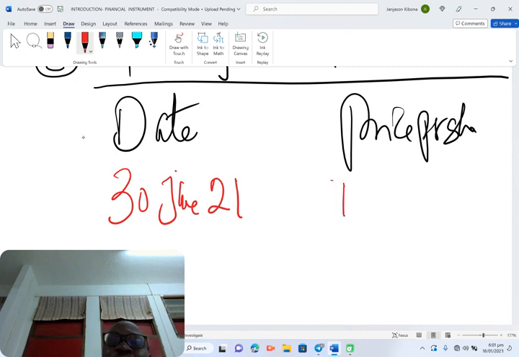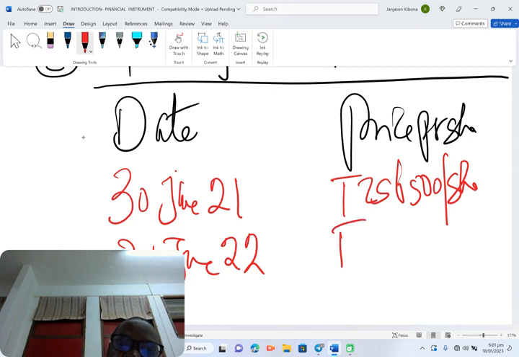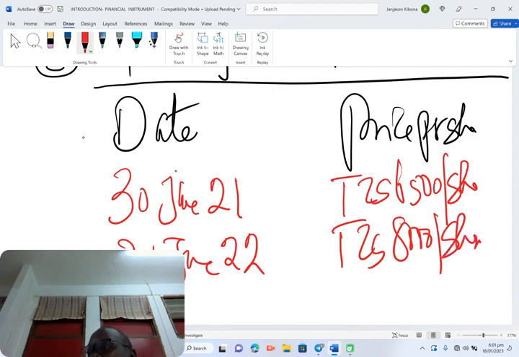So if shares are trading at 6,500 per share, again on 30th June 2022, shares are trading at 1,000 per share. That is a presumption, meaning the shares are growing. There is a gain in price from one point to another, isn't it? Now, required.